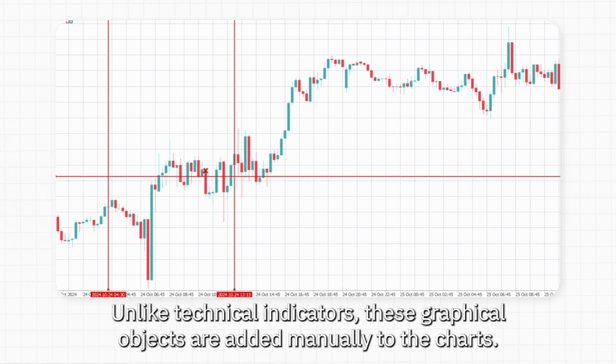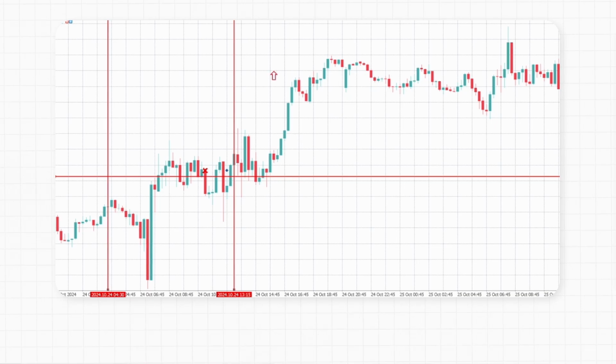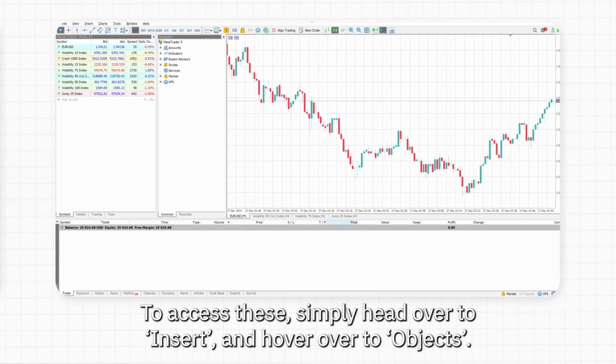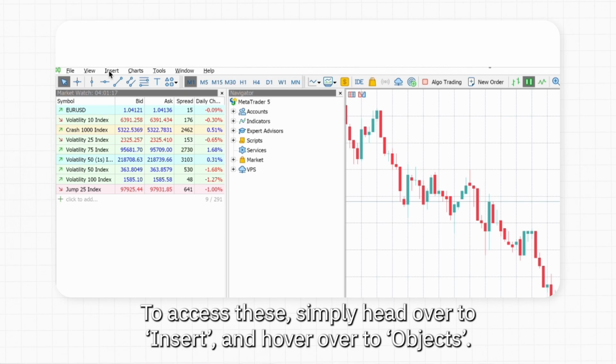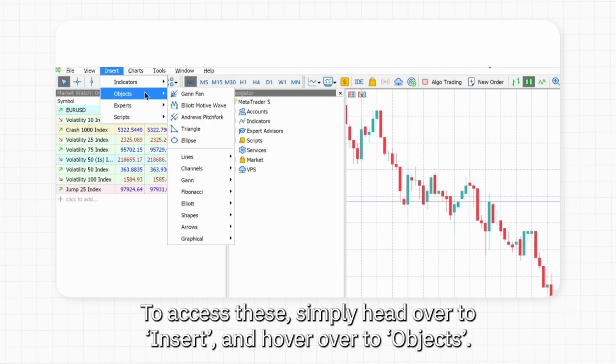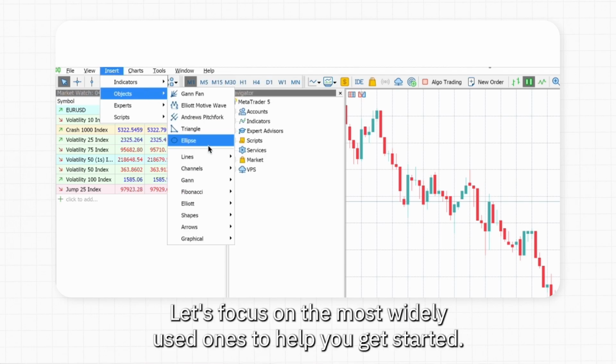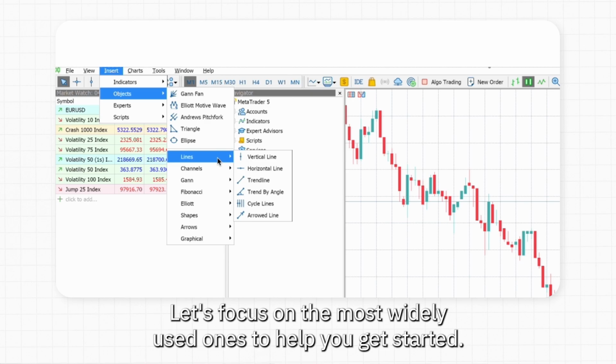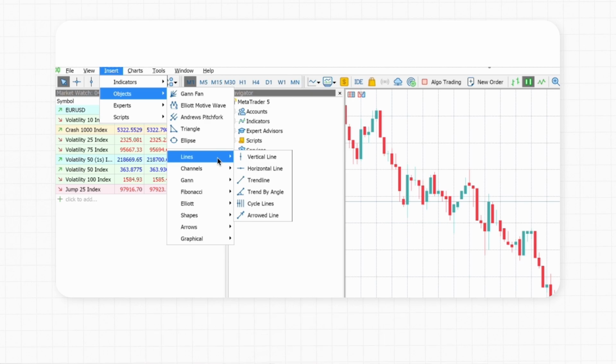Unlike technical indicators, these graphical objects are added manually to the charts. To access these, simply head over to Insert and hover over to Objects. Let's focus on the most widely used ones to help you get started.